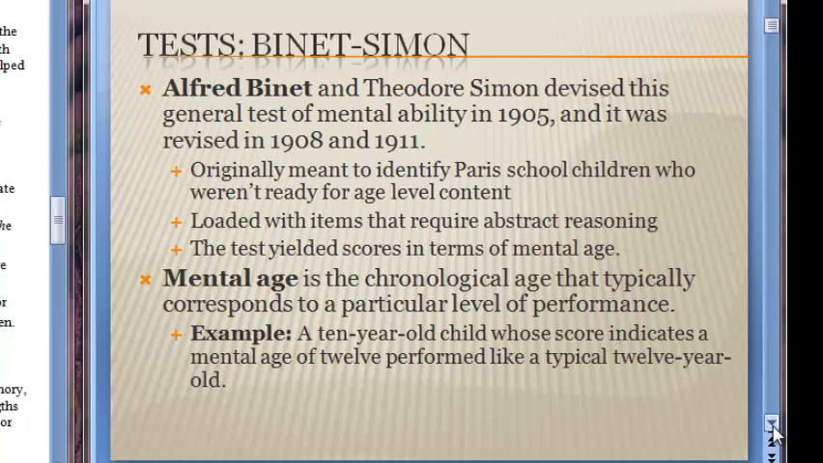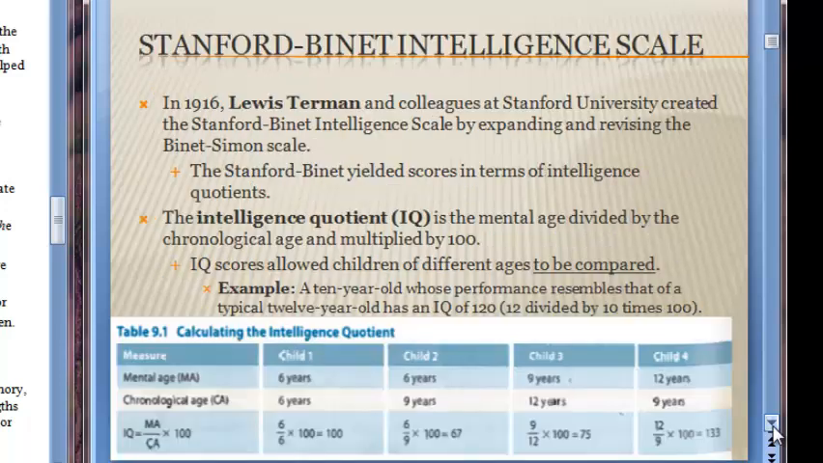So what they did was they created the term mental age, which is the chronological age that typically corresponds to a level of performance. So a 10-year-old whose score indicates the mental age of a 12-year-old performed like a typical 12-year-old. So that's where they get the mental age from.